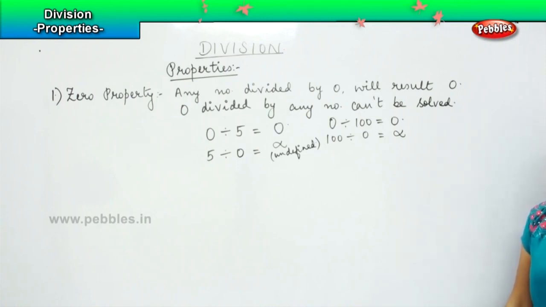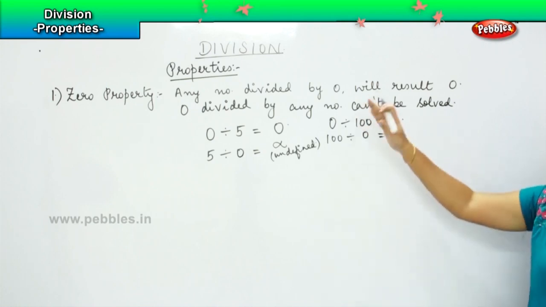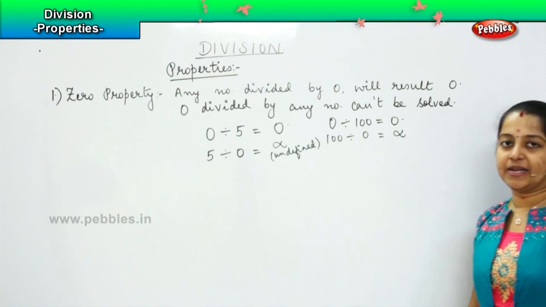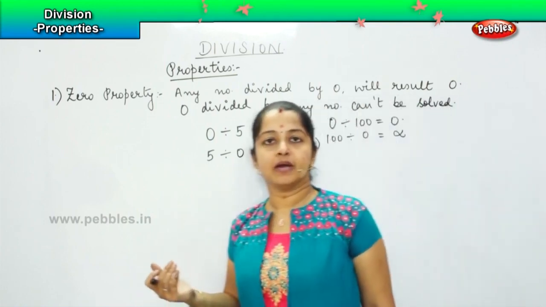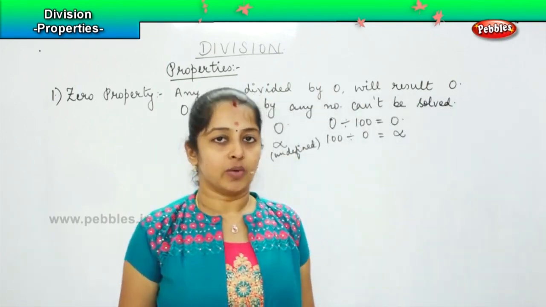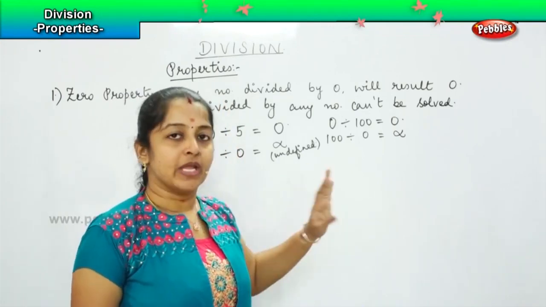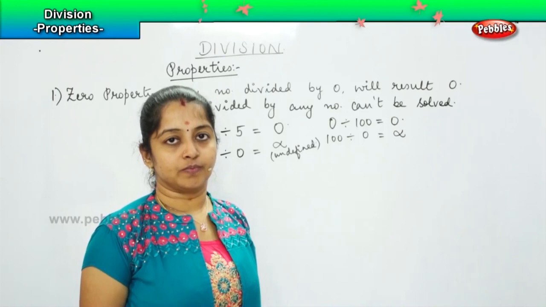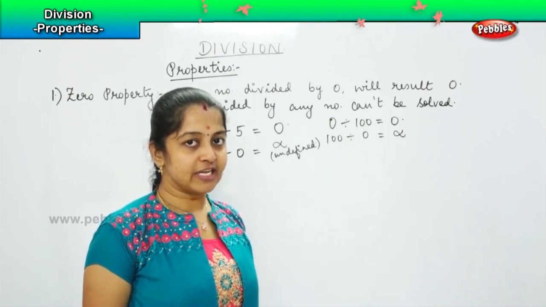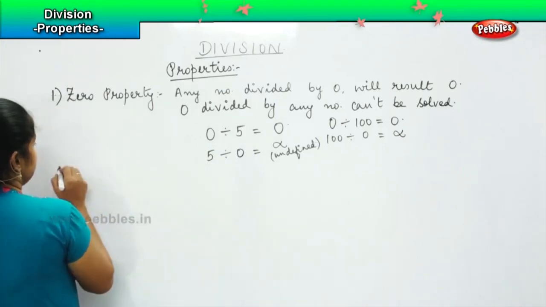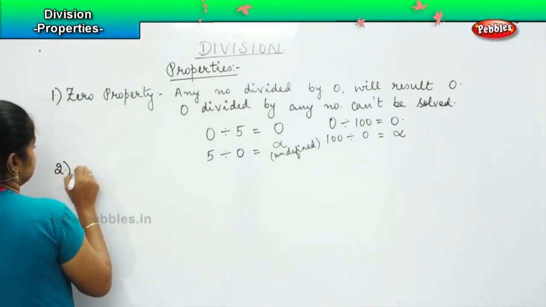Clear? So, the first property says that any number divided by 0 will be 0. The same like multiplication, that if you multiply any number with 0, your answer is 0, right? So, similarly, if you divide any number by 0, the answer will be 0. Clear? Shall we move to the next property? Okay. The next property is property of 1.